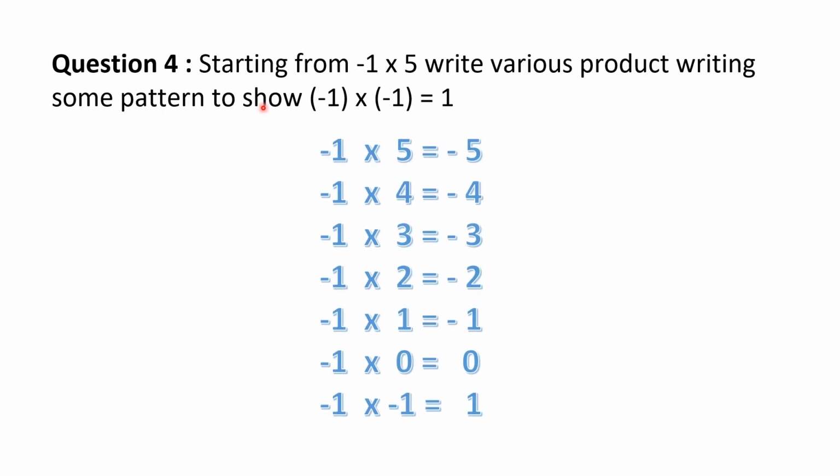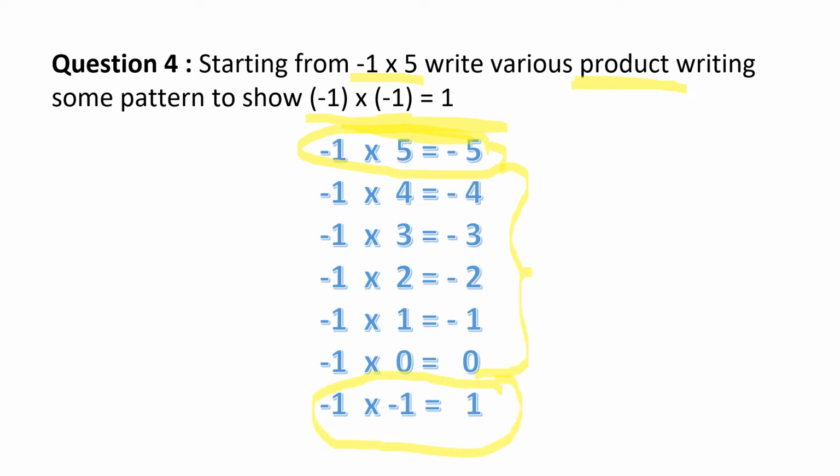Now, next question, let's read it. They're telling us to write, starting from minus 1 into 5, various products. Various means different. Product means multiplication. So starting from minus 1 into 5, we have to write different multiplications, to show that minus 1 into minus 1 is 1. We have to start from here and write all the products so that we get this at the end.